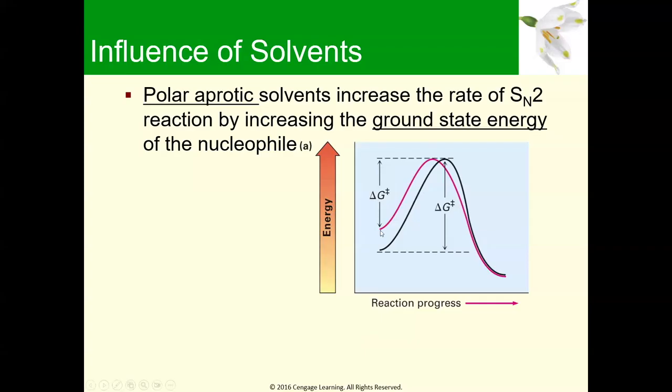So the magenta curve is when you have chosen a solvent that is not protic, okay? Because those will not stabilize your nucleophile. So your nucleophile is going to be higher energy, and then the result is that activation energy is smaller. So it leads to a faster reaction. There's less of an energy barrier there for it to overcome.